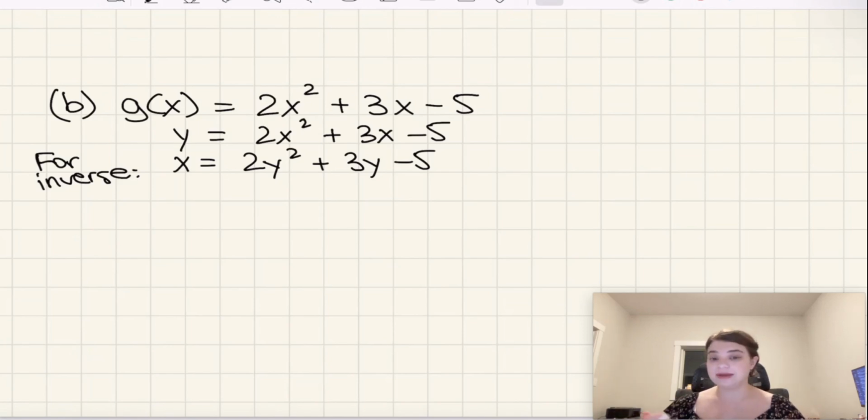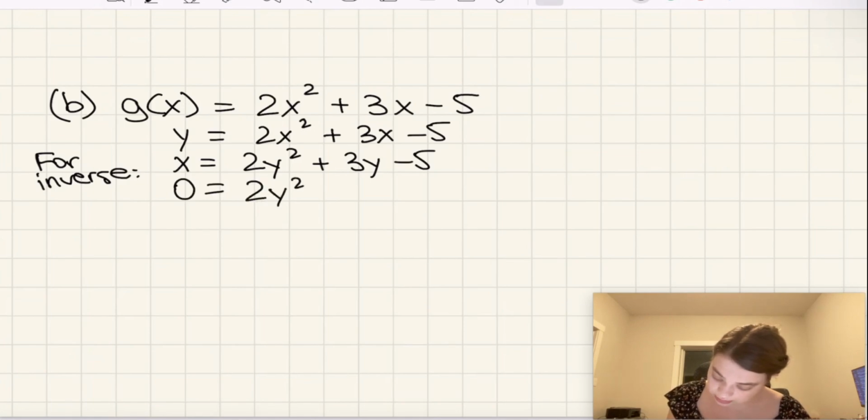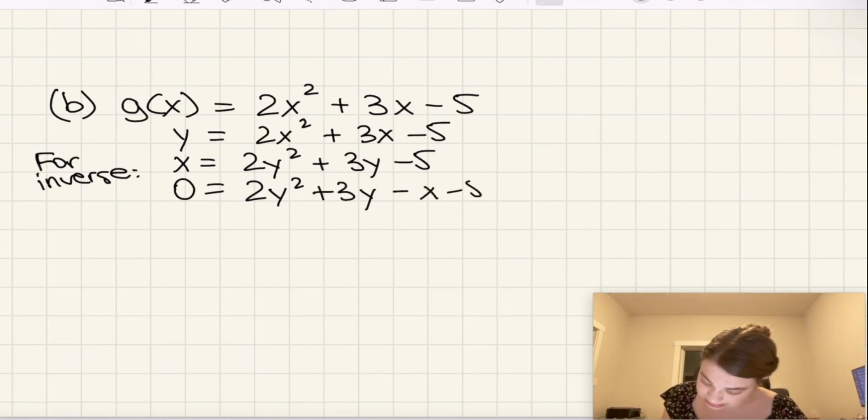Since we do have a b value, I think probably the easiest way for us to solve for y in terms of x is to use the quadratic formula. Now, to use the quadratic formula, we need to have every single value on one side. We need 0 on the left and everything else on the right. So I'm going to subtract x from both sides to give us that 0 is equal to 2y squared plus 3y minus x minus 5.